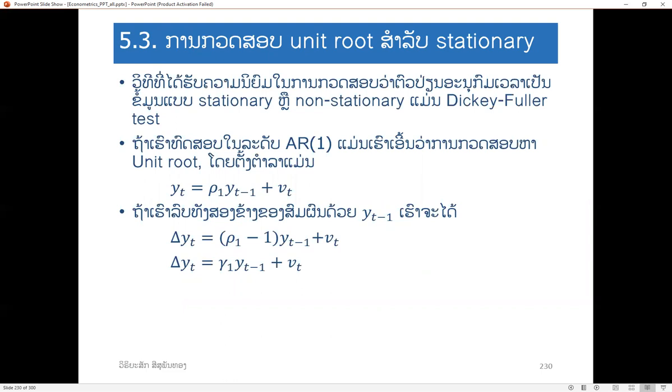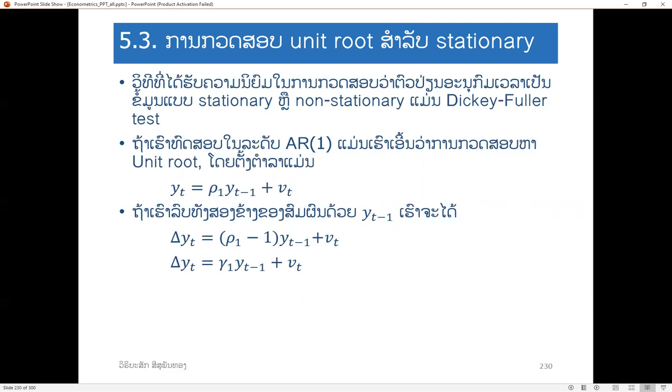So we need to test whether the data is a random walk, in other words non-stationary. We can use the AR1 technique again. We look at only last year, whether it has some influence on this year or not. In this case, we use the calculation from Professors Dickey and Fuller. We call it the Dickey-Fuller test. By this step, at the end, we will see that the delta of Y_t equals this rho 1 multiplied by Y_t minus 1.